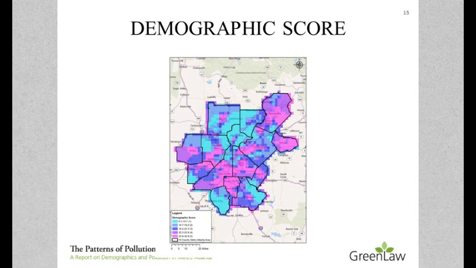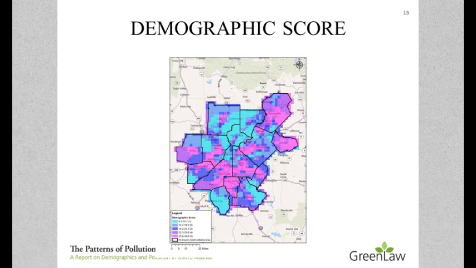Whereas the areas that are in the top quantile, or those pink areas that you'll see, those are areas that are primarily non-white communities. Oftentimes they're low income. There's a lot of people living below the poverty line. English may not be the first language that they speak. So this kind of gives an idea of the demographics in the area.